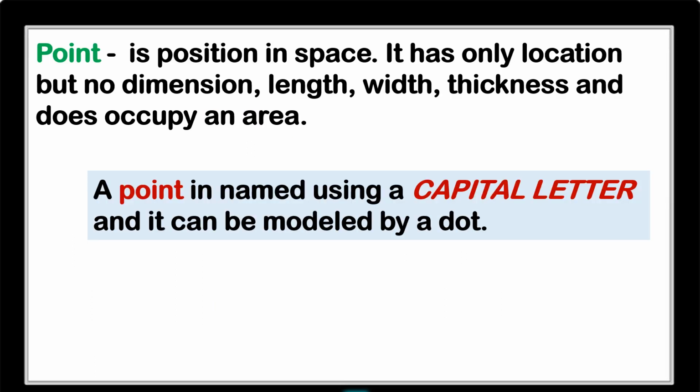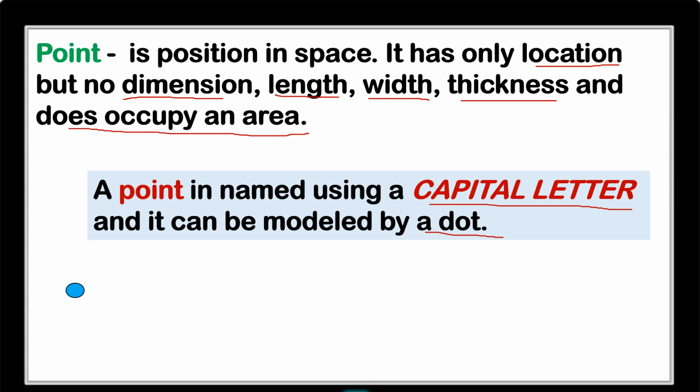In geometry, a point is a position in space. It has only location, but no dimension, no length, width, or thickness, and thus occupies no area. A point can be named using a capital letter, and it can be modeled by a dot. Let's have an example. I have the first point, the second, third, the fourth, and the fifth point.